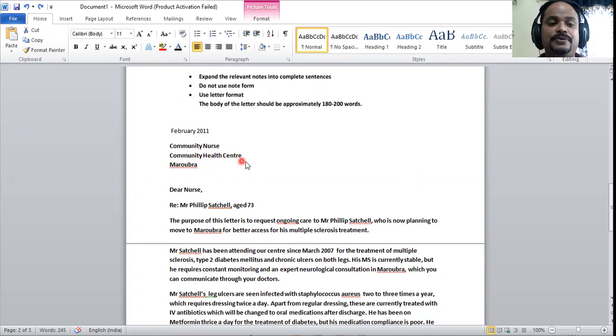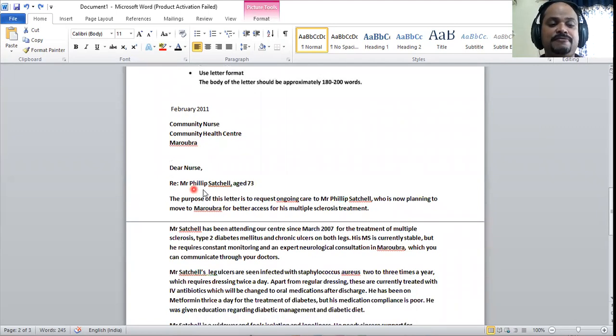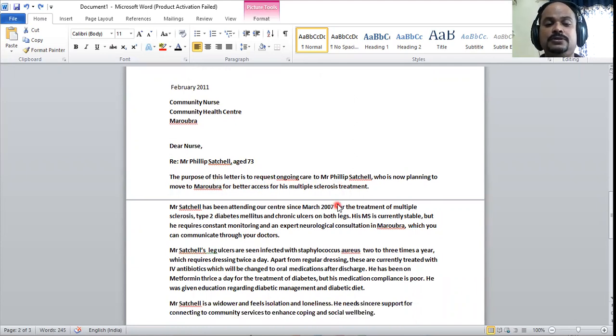Community nurse, community health center, Marobra. Dear nurse, reference Mr. Phillip Satchell, age 73. Now listen, you can say the purpose of this letter is to request ongoing care to Mr. Phillip Satchell, who is now planning to move to Marobra for better access for his multiple sclerosis treatment. So that's the thing here.